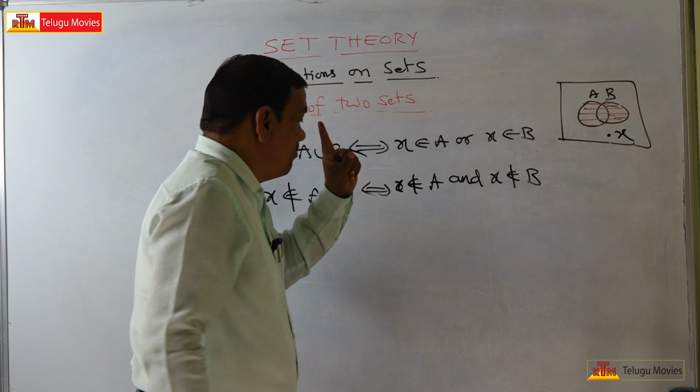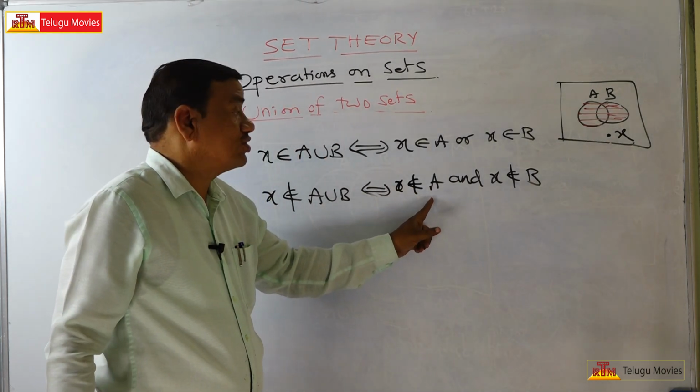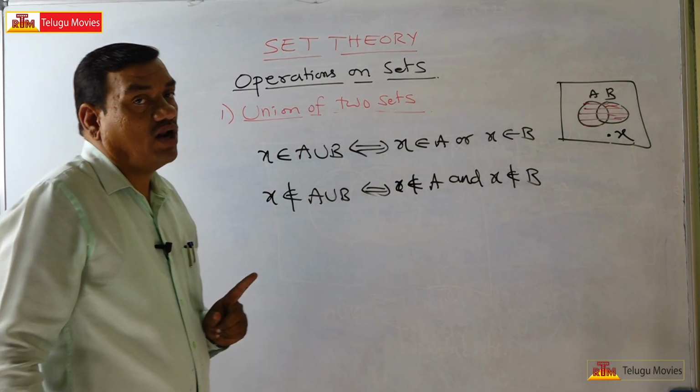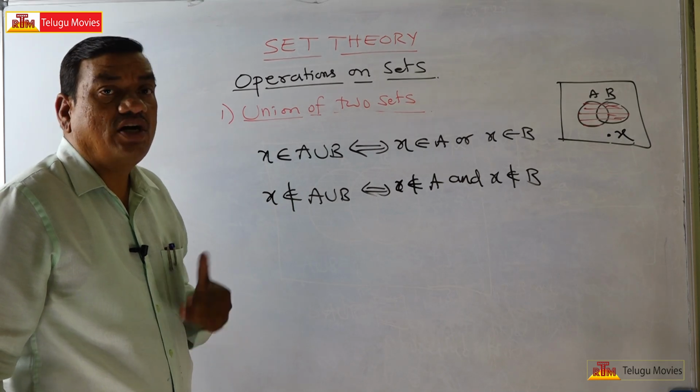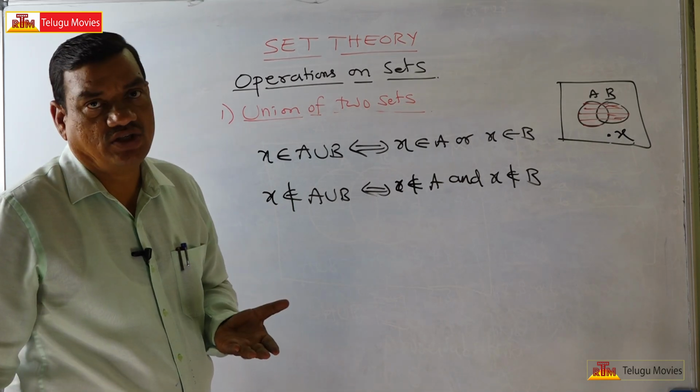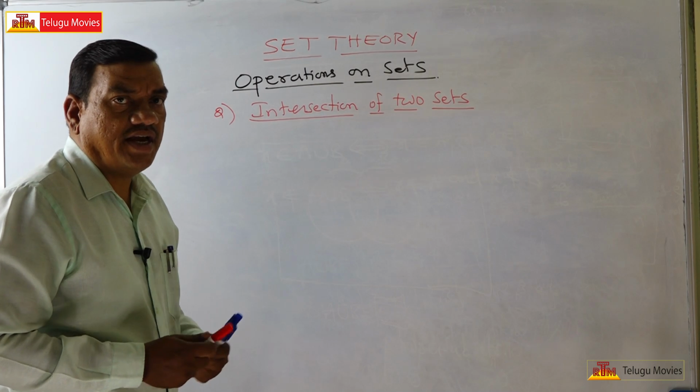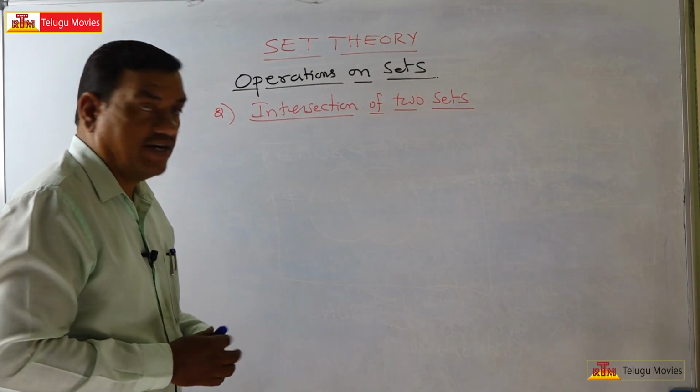That means it does not belong to A and it does not belong to B. Okay? Right. So let us see the intersection of two sets. Let us take the intersection of two sets. What is meant by intersection of two sets?